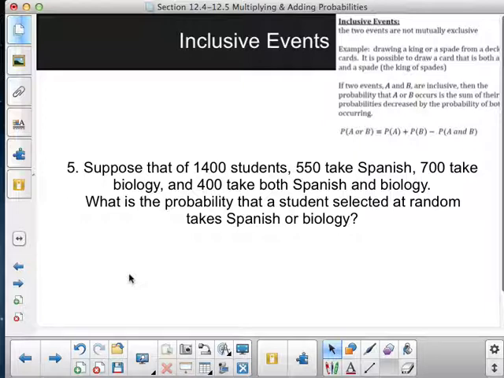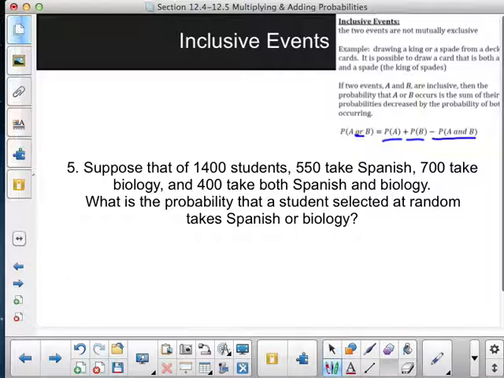If that is the case, the way you figure it out is you find their individual probabilities. So the probability of being a king plus the probability of being a spade. Then you subtract the probability of being both, so the probability of being a king and a spade. Let's go ahead and look at an example.